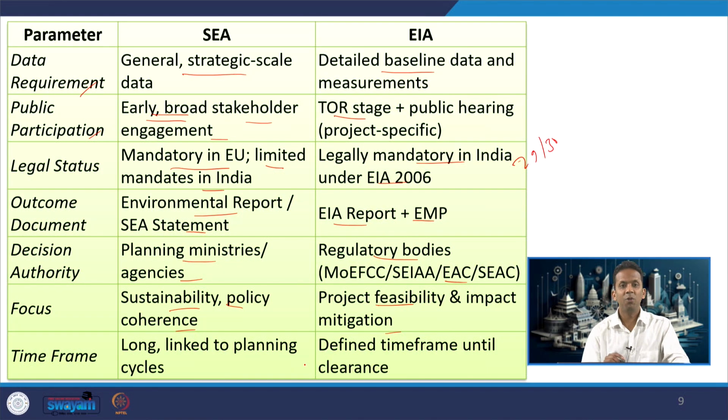The time frame required for SEA is long, because many times the visualization of impacts is not so easy. To define the system boundary where those impacts can go, how long those impacts can go, will take a lot of time to get the views of the community living within those areas, and then it has to be linked to the planning cycles related with the PPPs of the project. So, that takes a long time, whereas EIA has a defined time frame until the clearance is obtained.